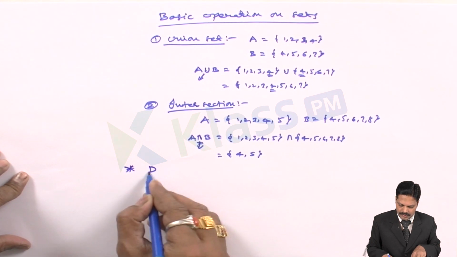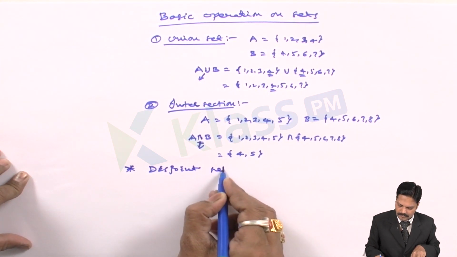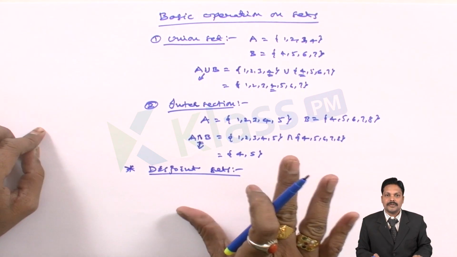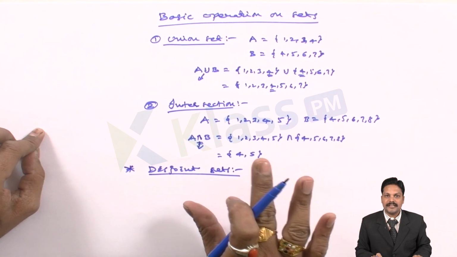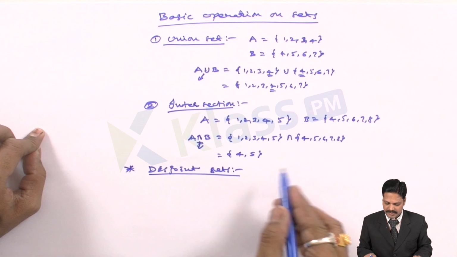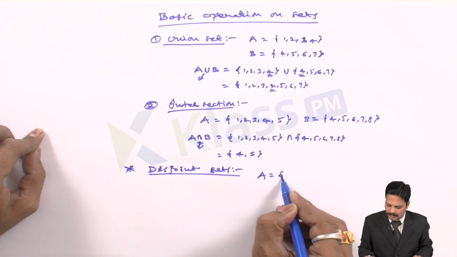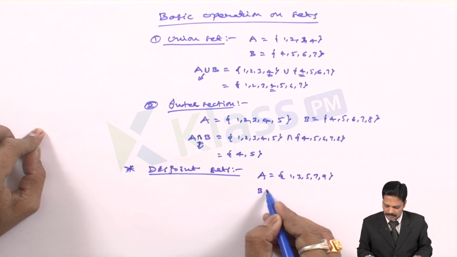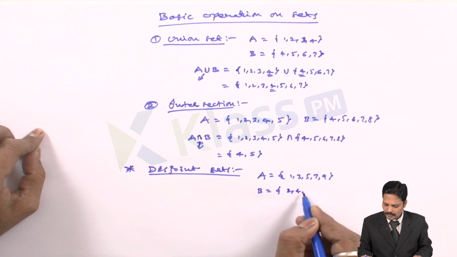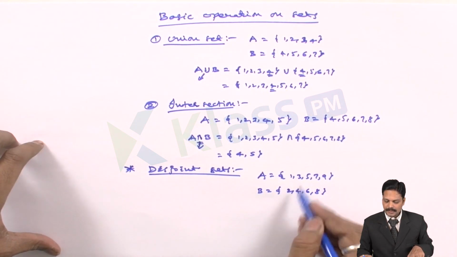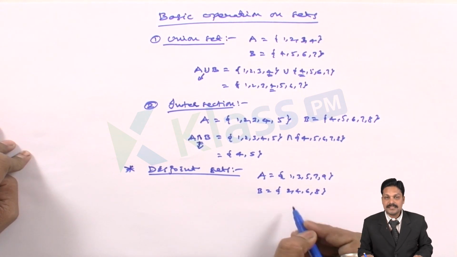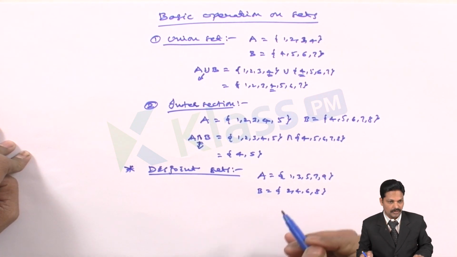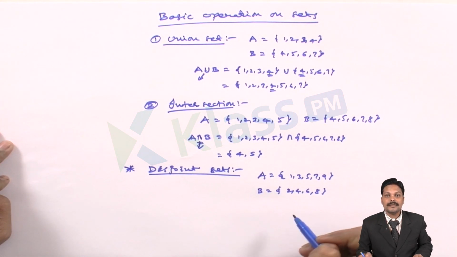Next topic, disjoint sets. In the word disjoint itself we are having the meaning: the sets should not have anything in common. Different sets; that is called disjoint sets. Where we are taking A, the elements 1, 3, 5, 7, 9, and set B we are having 2, 4, 6, 8. So here there is no common element in both the sets. These types of sets are called disjoint sets. We should not take any element as common. This is the name of the disjoint sets.